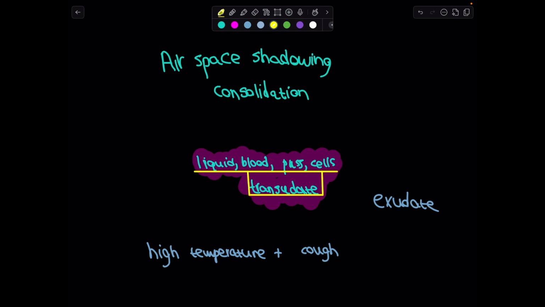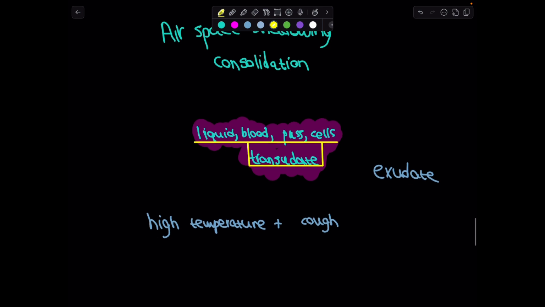Transudate is clear, low-protein fluid leaking into alveoli from pressure issues like heart failure, while exudate is thick, protein-rich fluid with cells from inflammation or infection, like pneumonia. How does their name relate to these structural and functional differences? Guessing your next question. How do doctors figure out if it's transudate or exudate in the lungs?